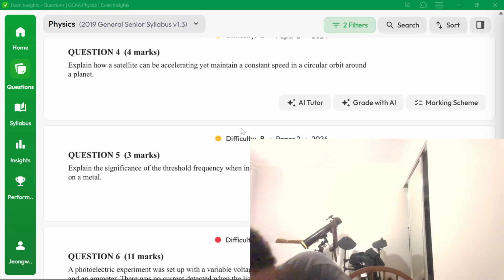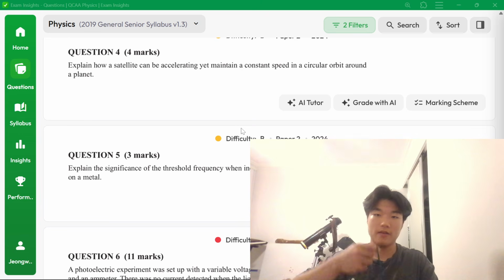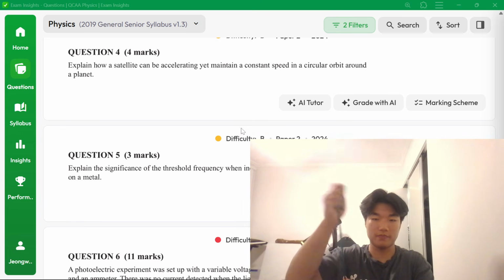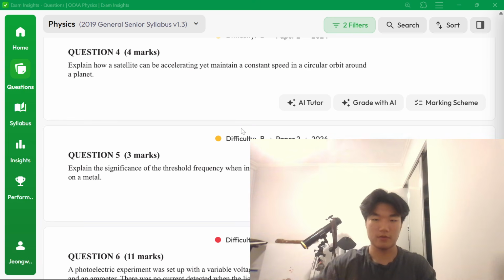I can use this again. Okay, we can use this to demonstrate. I don't know if it's visible. Yeah, it's not visible. I'll try and use the other screen.